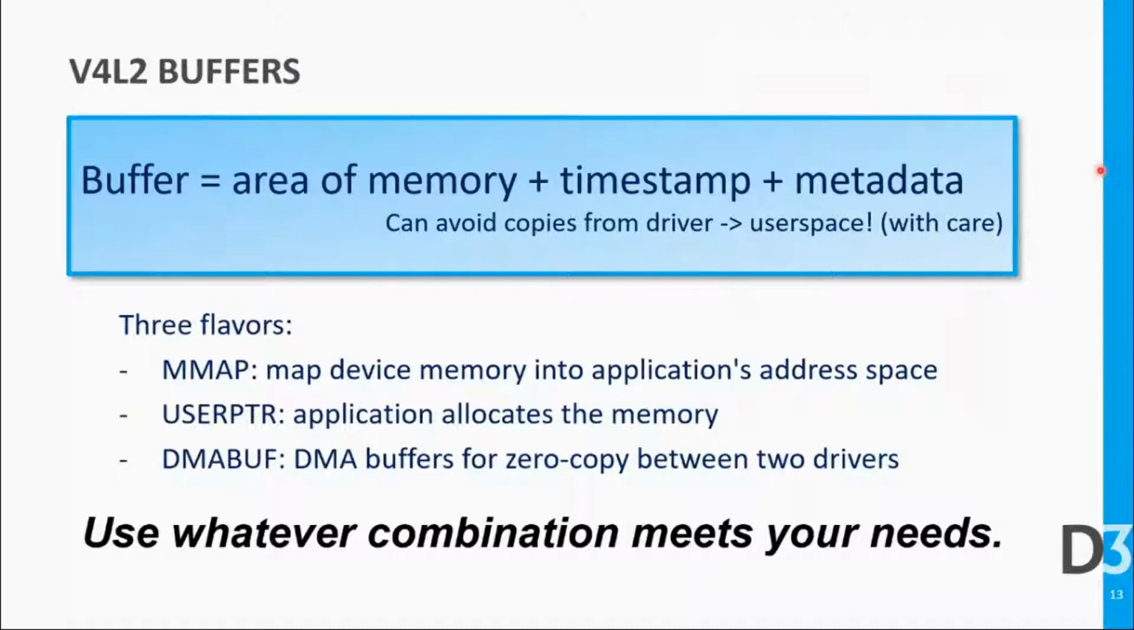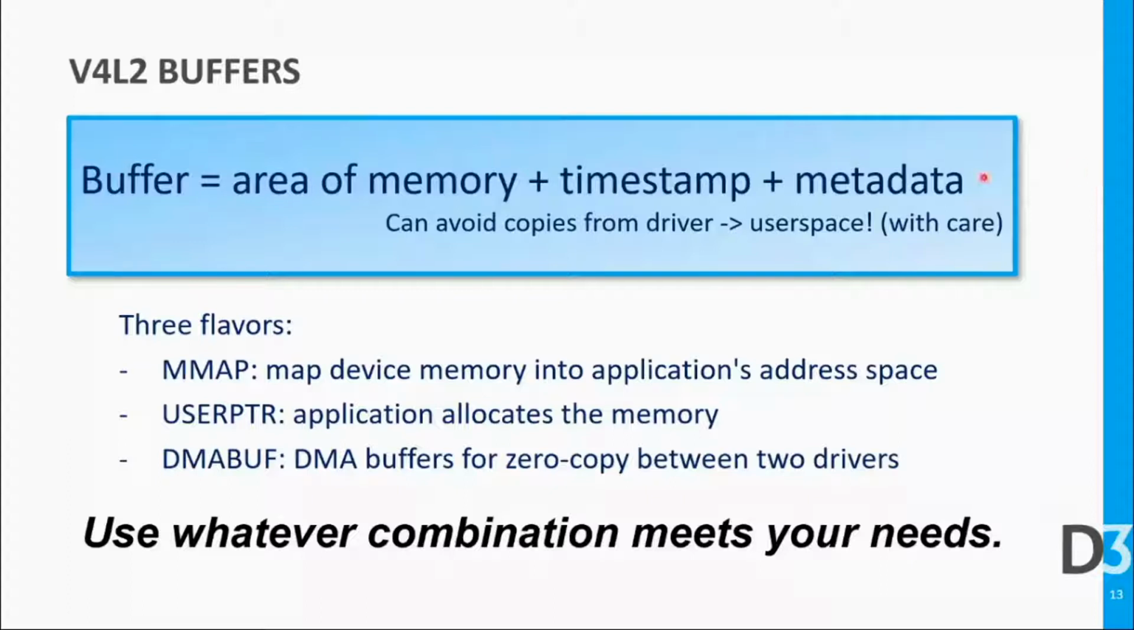V4L2 manages image frames in buffers. A buffer is just an area of memory where the frame is stored, and a timestamp, and maybe some other metadata depending on the specifics of the capture device. V4L2 buffers, if managed carefully, can permit you to schlep data around between applications or between the kernel and applications without having to copy it, which is key for performance because memory copies and the attendant memory bandwidth drain are a killer for performance. If you can avoid copies in a video processing system, you're doing well.